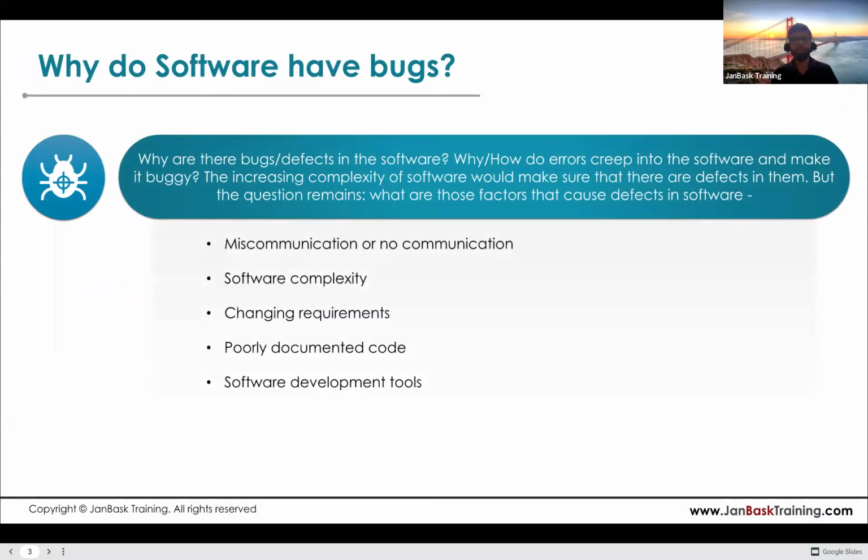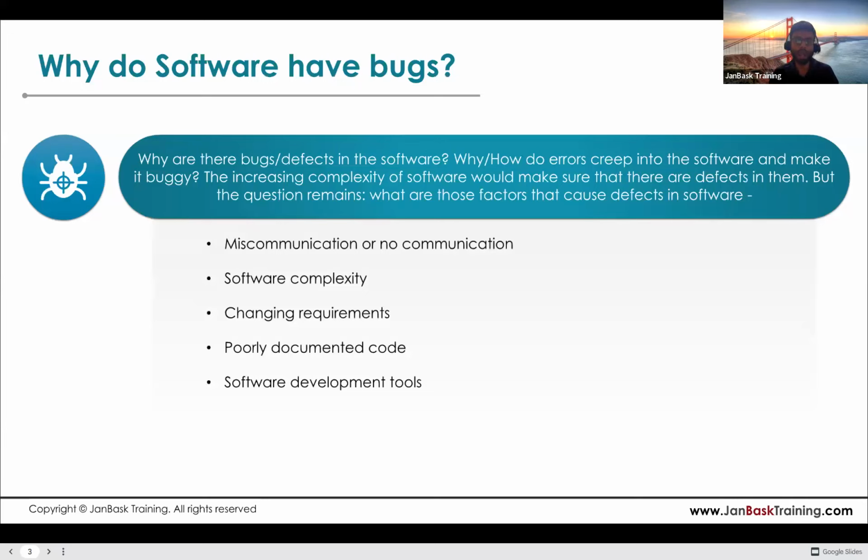So let's talk about why software has bugs, right? When we talk about bugs, we have already discussed what is a bug, what is an error, what is a failure. Anything that is deviating from our expected result, we call it a bug, an error, or a failure. So what is the reason why software has bugs?